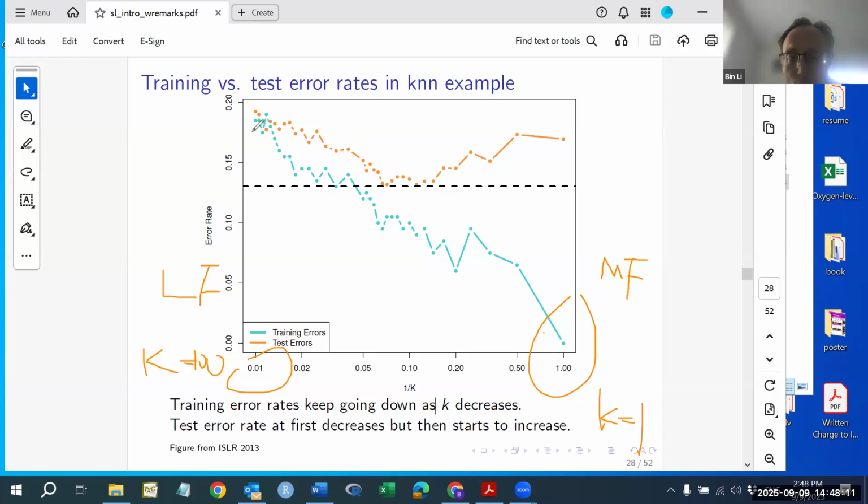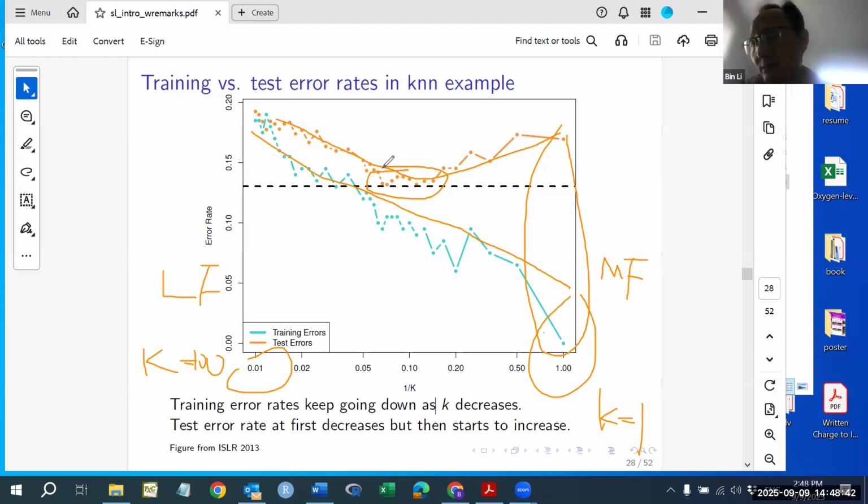Okay? So you can see it's not monotonic, but the trend is decreasing. When the model becomes more and more flexible, more and more complicated, the training error decreases. But for the test error, we still see a U-shaped curve. And this implies we have overfitting here. So what is the optimal K? The optimal K should be somewhere around here, where we have the smallest test error. Right? So this is the classification case.